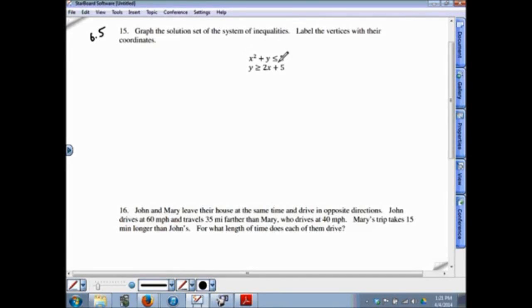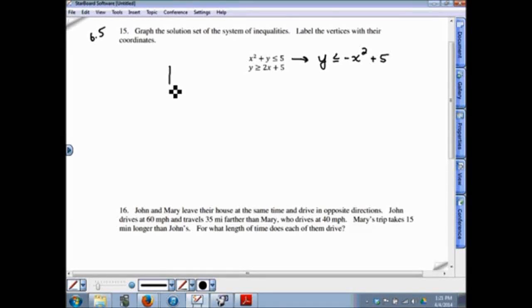So this top one here, I'm actually going to change this so that y is by itself. I'm going to subtract x squared on both sides. We're going to have y is less than or equal to negative x squared plus 5. So that's actually a parabola that's been moved up 5 units because of the plus 5. It's outside of the function. So that's a vertical transformation up 5 units. The minus sign flips the parabola upside down. This bottom inequality is linear. It's just in slope-intercept form, 2x plus 5.